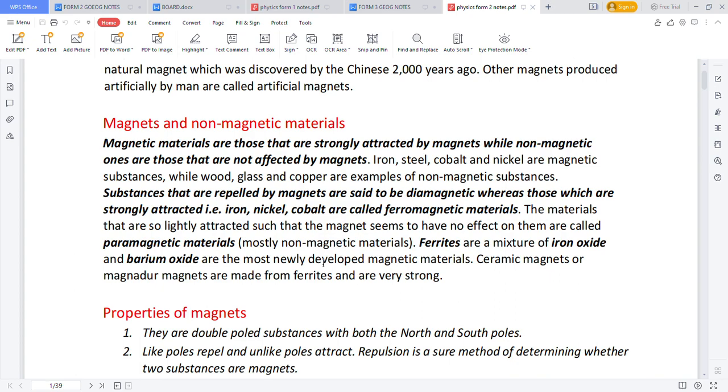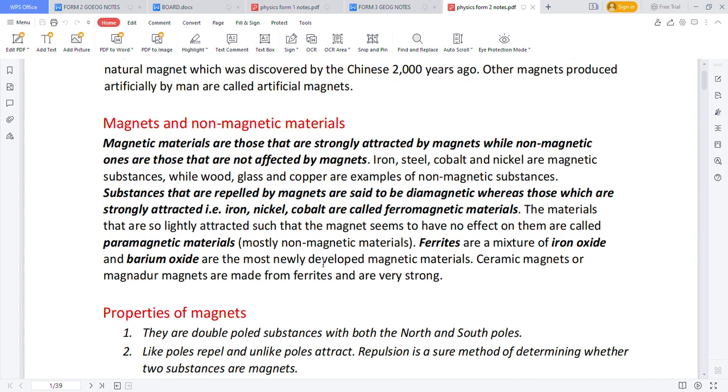Substances that are repelled by magnets are said to be diamagnetic, whereas those which are strongly attracted, like iron, nickel, cobalt, are called ferromagnetic materials. Kindly note that. The materials on which the magnet seems to have no effect are called paramagnetic materials.